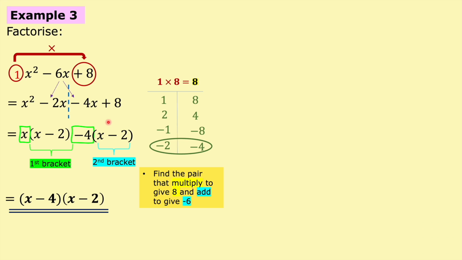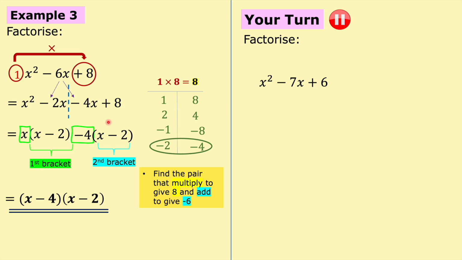So again, we are just following the same steps as before, but we're really being super careful with our negative numbers. So following this example, can you pause the video here and factorise x squared subtract 7x plus 6?